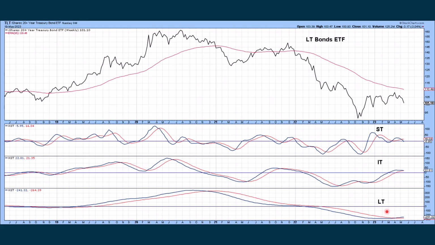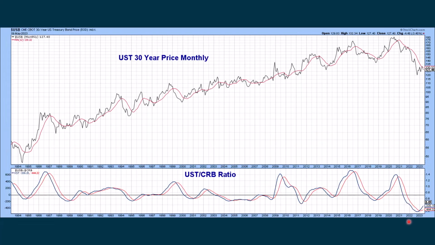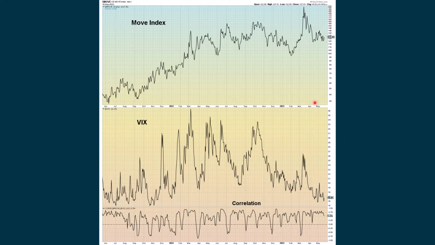Then looking at the long-term bond ETF, short term showing weakness, rolling over in the intermediate term, still positive in the long term. Then we compare the bond price with the CRB index, and bonds are starting to outperform the CRB. Then here is the MOVE index, which measures the volatility of bonds. It's not really giving us an extreme reading right now.